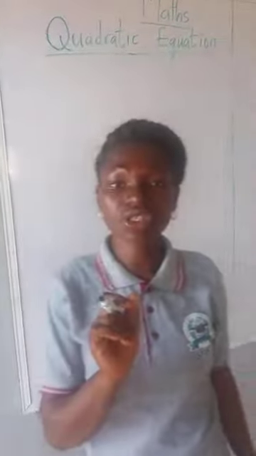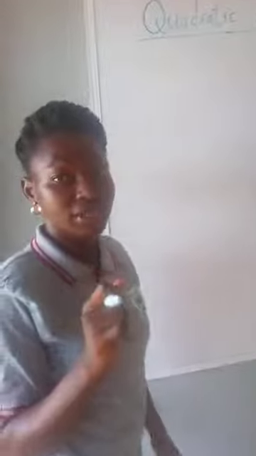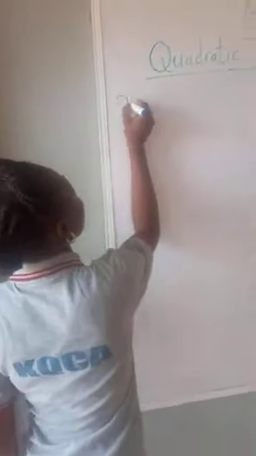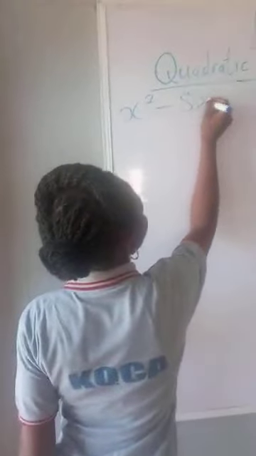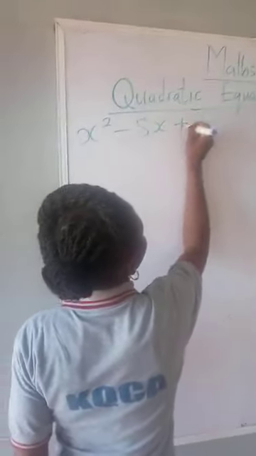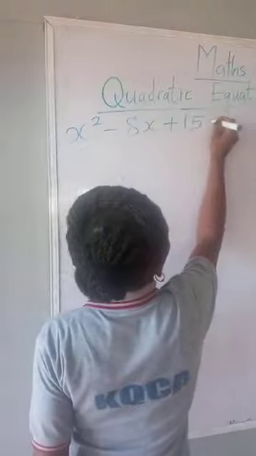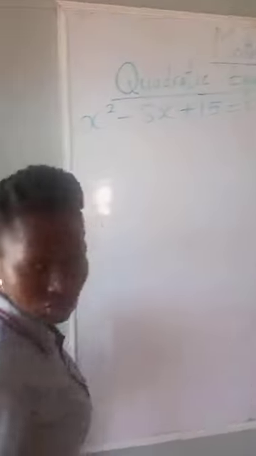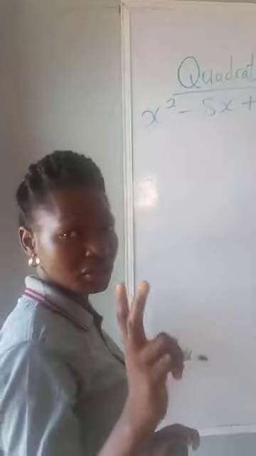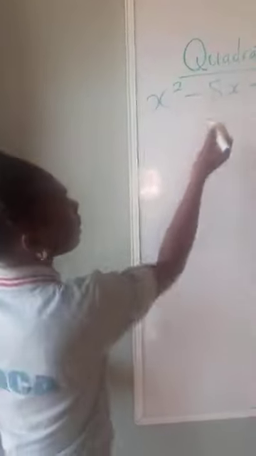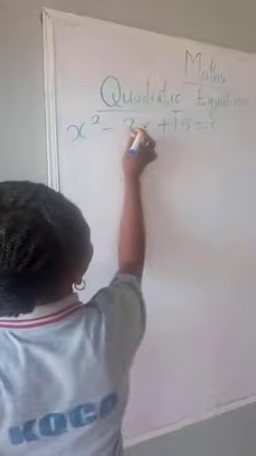This is quadratic equation using factorization method. Let's see this question: 8x plus 15 equals 0. This is a quadratic equation. A quadratic equation has two possible answers, two values. And how do we solve this quadratic equation?